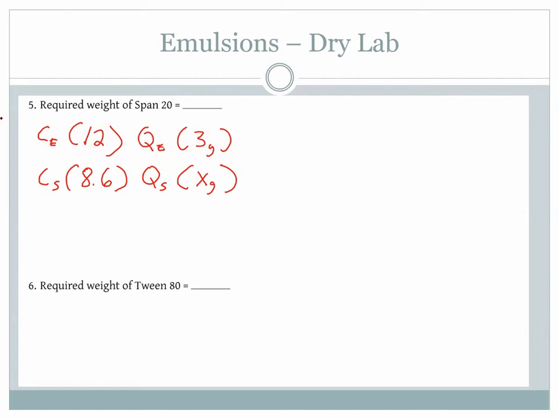Bear with me on this. Let's do the last ingredient. What is the concentration, if you will, the HLB for the Tween? Well, we said that's going to be 15. That came from the table. This is the hardest part of this algebra part, so bear with me on this.